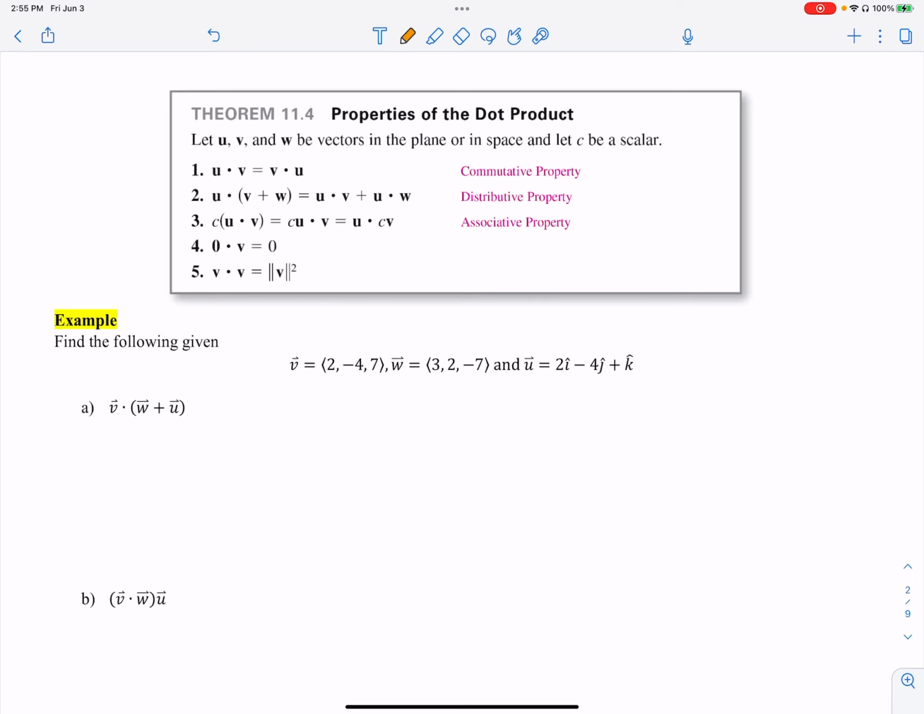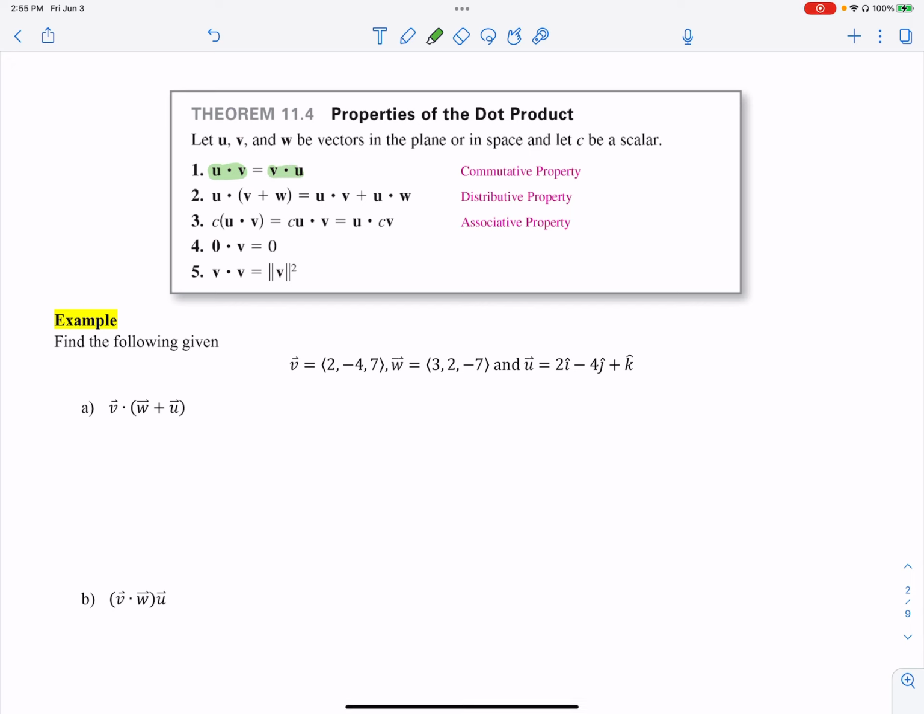In this video, we are going to continue our discussion on the dot product. We will look at the properties of the dot product and work some examples out. So it is commutative, meaning u dot v is the same thing as v dot u.